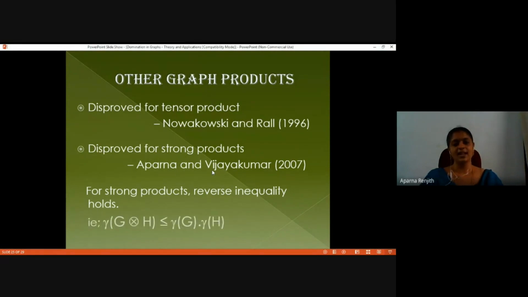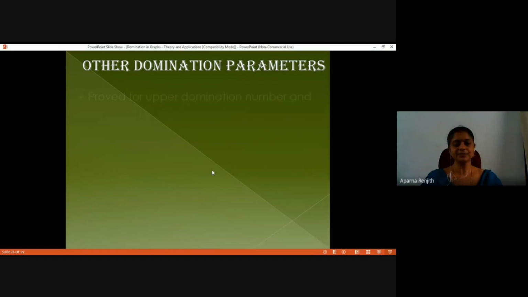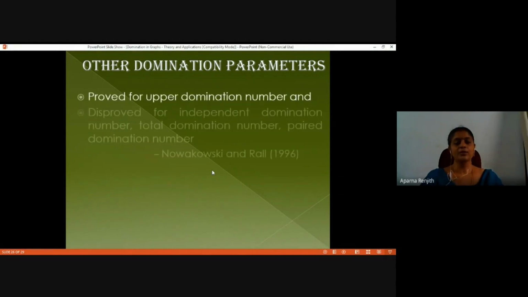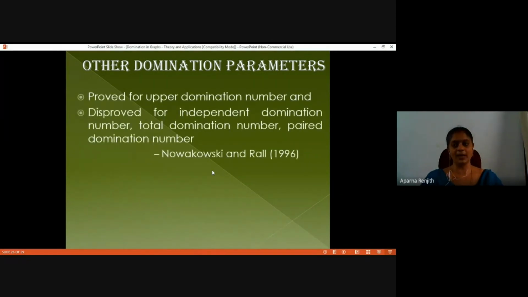That is, the domination number of the strong product of G and H is less than or equal to the product of domination numbers of G and H. Just the reverse of a Vizing's type relation. That was for other products, and the conjecture was related to the domination number. What about total domination number, upper domination number, paired domination number, such other domination parameters? That was also an open problem.